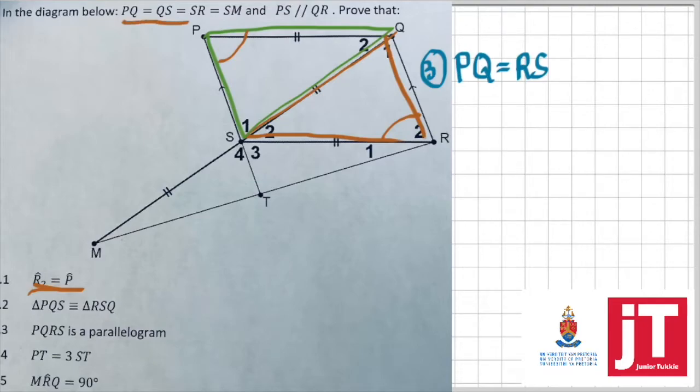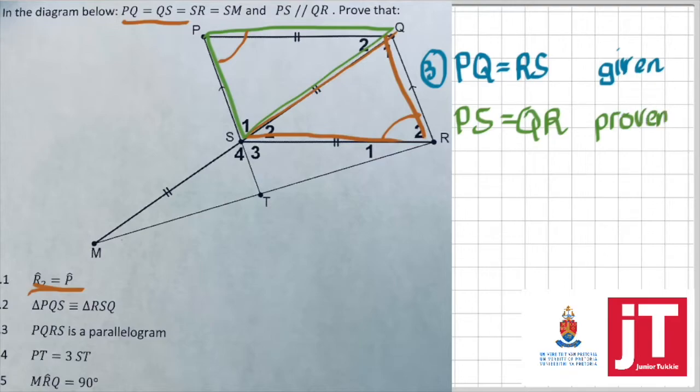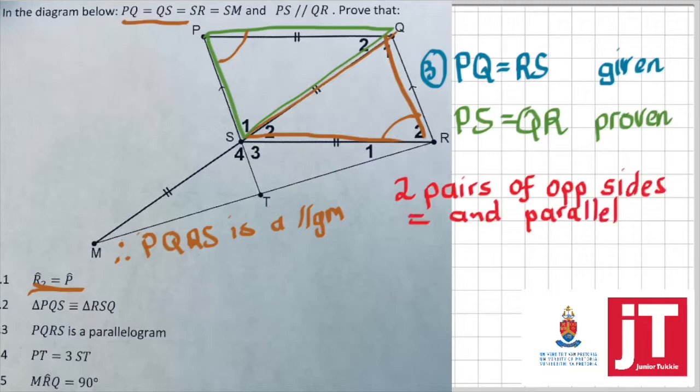Also, we know that the side PS is equal to QR, and that we have already proven through congruency. So that's proven. Then finally, I can make a conclusion and say, therefore, PQRS is a parallelogram. The reason for that is that we're having two pairs of opposite sides being equal and parallel.